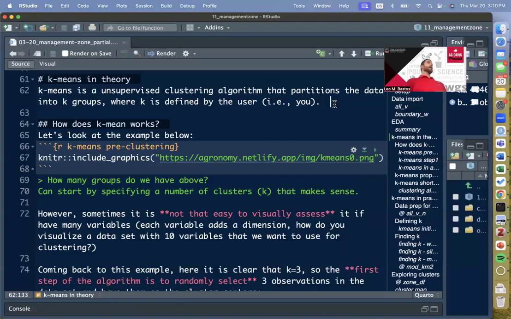So let's say in our case, our groups are zones. We're working with management zones. So our group is going to be zones. If K-means tells us there are 2 zones or 2 groups in this data, that's what we're going to go with. And then we're going to try to understand why they are different, which is the validation part of it that comes later.